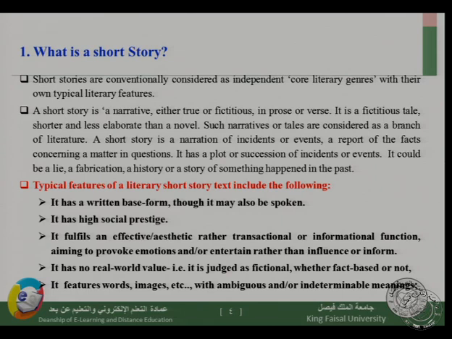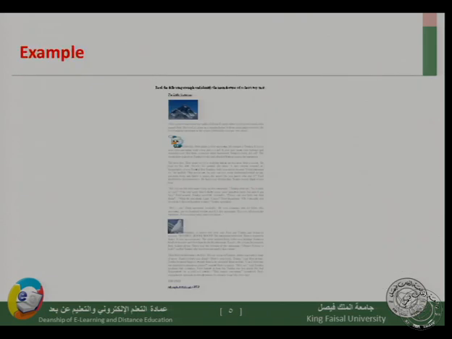If we go into the language of the short story, they tend to have images. These images tend to be ambiguous, and they have indeterminable meanings. So you need to take into account all these features, and then when you have a little story you want to translate from English into Arabic or from Arabic into English, you need to take these features into account.